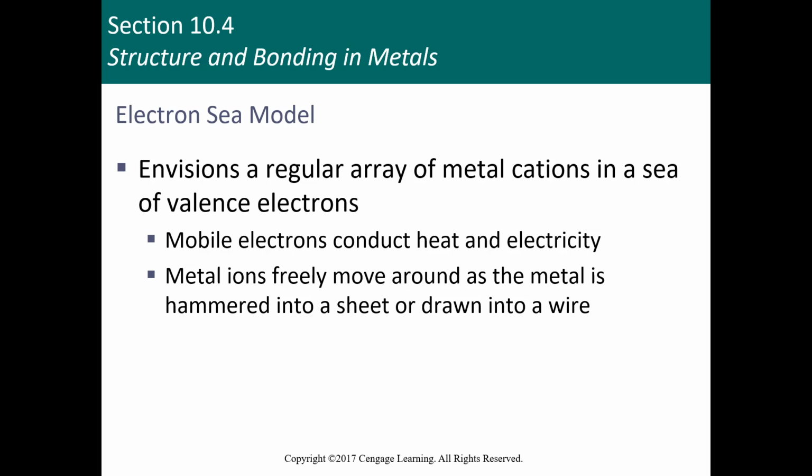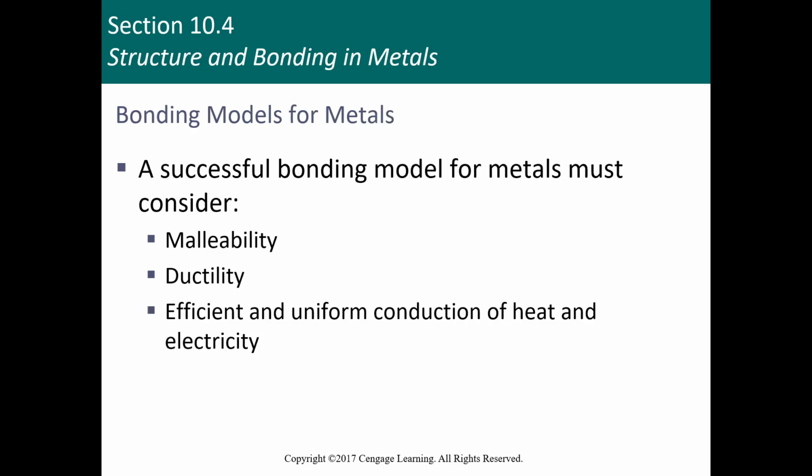All right, so metal ions freely move around as the metal is hammered. This is malleability and ductility, by the way. If you're wondering what the difference between those is, malleability is best explained by taking a wire and bending it. When you can bend it, it's malleable. That's malleability. You can bend a wire around, that's malleability.